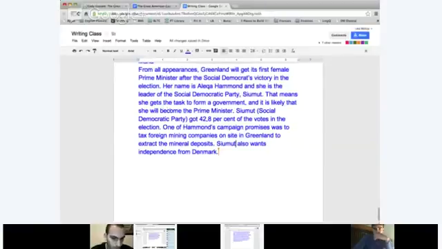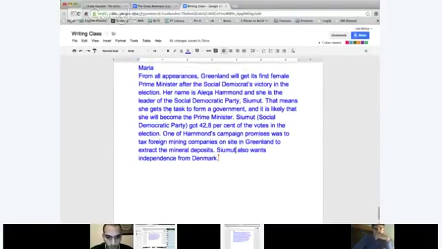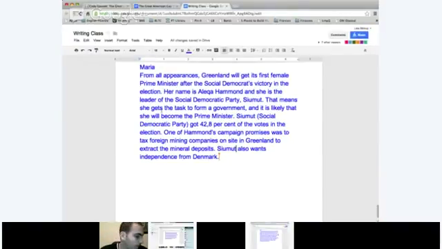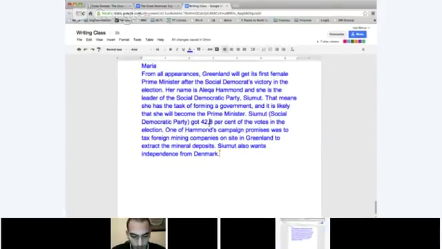I guess when you use the word gets, it's almost like it's a privilege or something. Another way I would say it is now she has the task, like it's more of a responsibility. So which meaning did you want to have? More like it's a good thing that she gets to do this? No, it's her responsibility. Okay. She has the task of forming a government, and it is likely that she will become the prime minister. It's not sure that she will become the prime minister, but it's likely though.